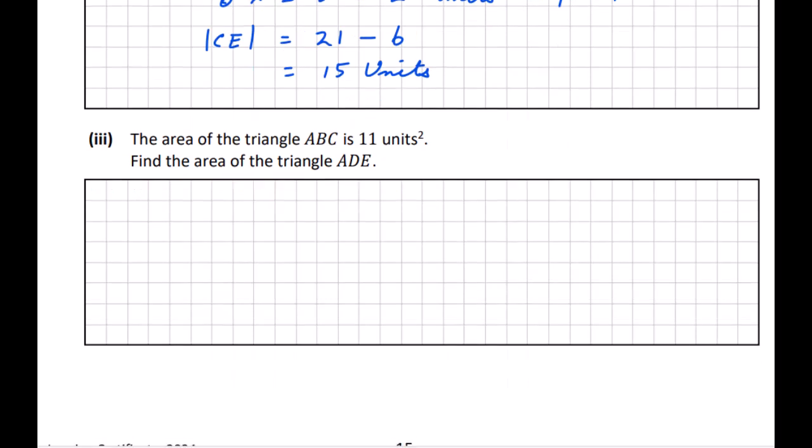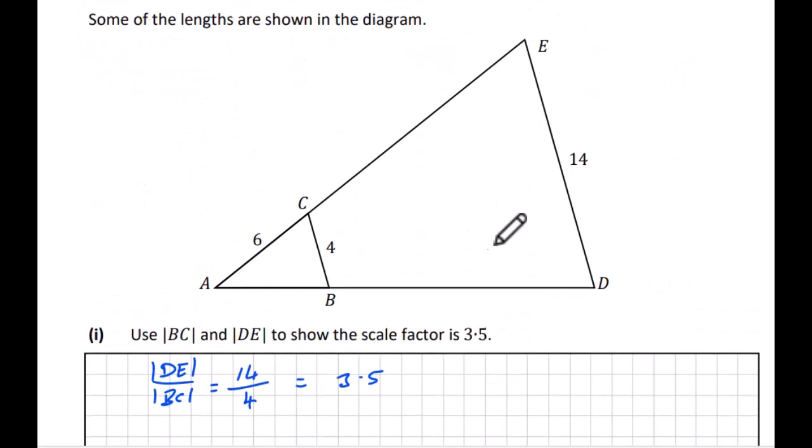Okay, let's have a look at the last part then. The area of triangle ABC is 11 units squared. Find the area of the triangle ADE. So we're given ABC. We're told that this here is 11 units squared. We've got to work out the area of the image triangle AED. What you've got to remember is if the scale factor is 3.5, that will increase the lengths by 3.5. You multiply 4, for example, by 3.5 to give you 14.